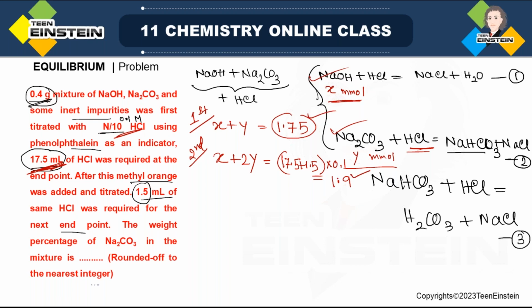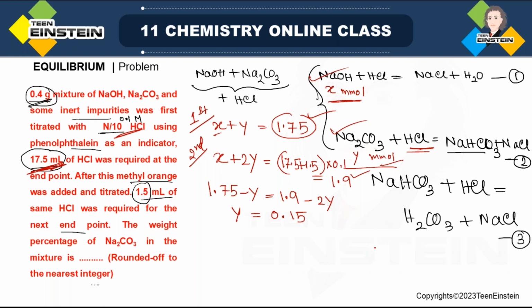Now from these two equations, X is common. So you can get this relationship, 1.75 minus Y equals 1.9 minus 2Y. That means Y is equal to 0.15. So now we know the number of millimoles of Na2CO3, because we had considered Y millimole.